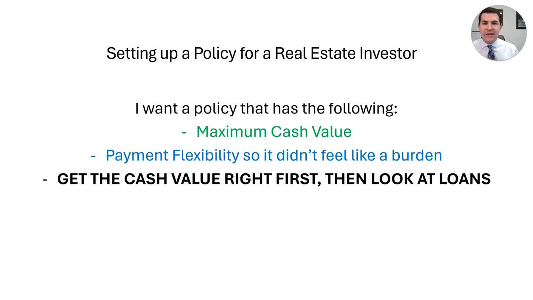And the last bullet point you see here, this is the most important thing. We always want to get the cash value right first and then look at loans. Because getting the cash value right, that's where people have buyer's remorse. When whole life insurance is debated or told that it's a horrible place to put money, it's always about the cash value.